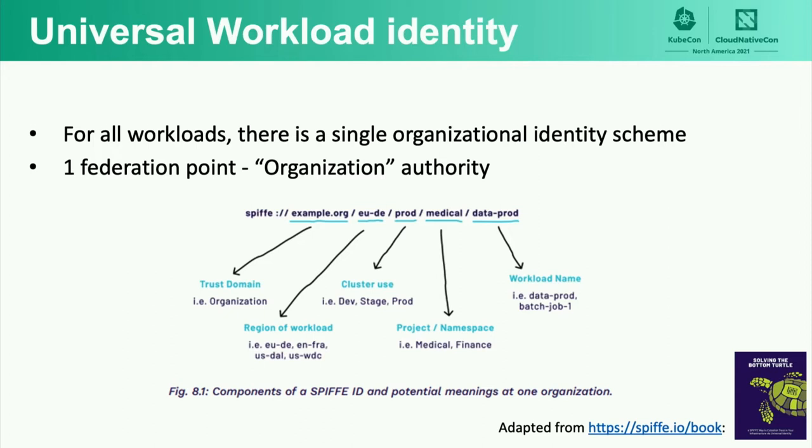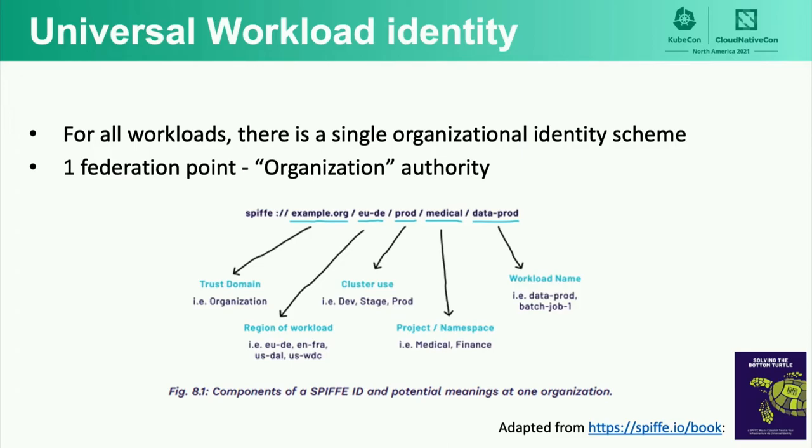Another part of creating an organization-wide workload identity is that you want to really minimize the points of federation, so you have a single point of federation. This is great because it helps reduce the risk of misconfiguration, because operators only need to deal with one scheme, and they only have to deal with one federation point.